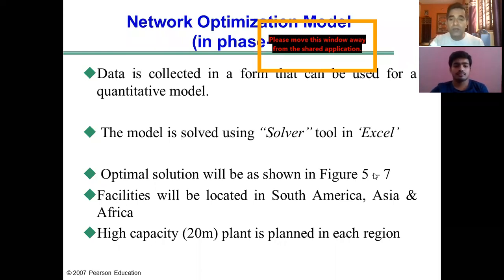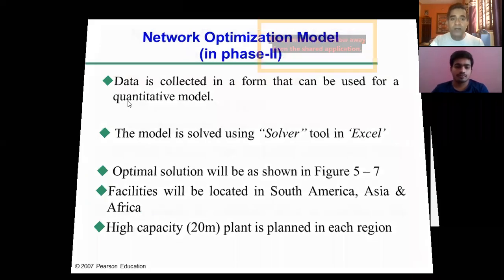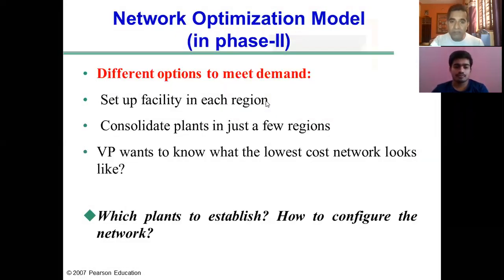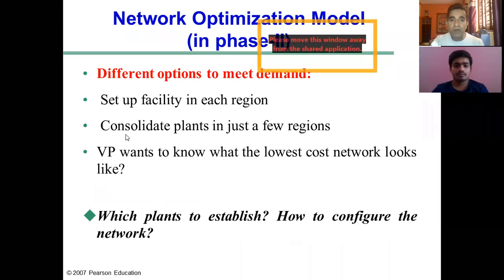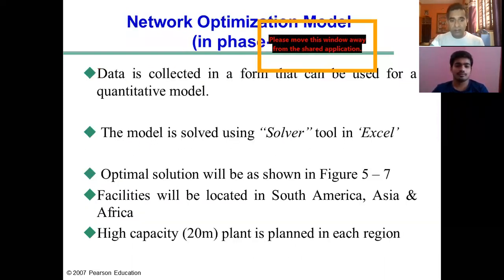So according to figure 5.7, facilities will be located in South America, Asia and Africa. So this is the first question, whether to set up a facility in each region, meaning 5 facilities, or consolidate plants in just a few regions. The solver tool has given a solution in the form of consolidating plants in just a few regions.